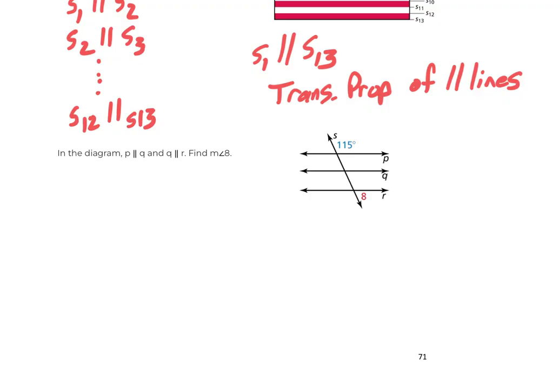Okay, using that piece of information, P is parallel to Q. Q is parallel to R. So what can we say about P, Q, and R? They're all three parallel. So what I can really quickly do here is draw an arrow on all three of those lines. All three lines are parallel. P is parallel to Q is parallel to R.